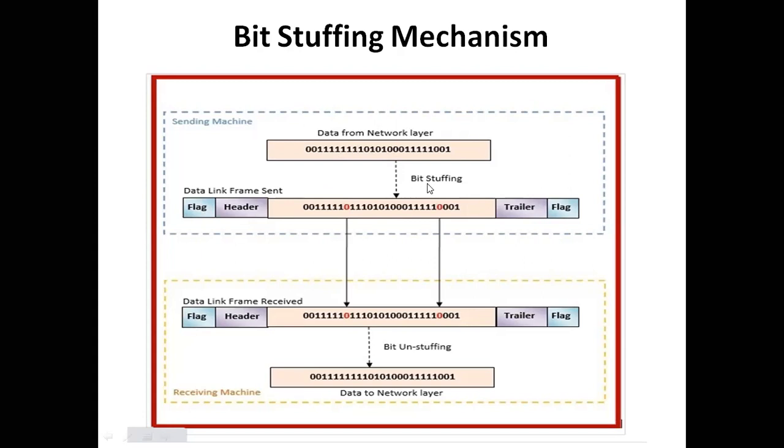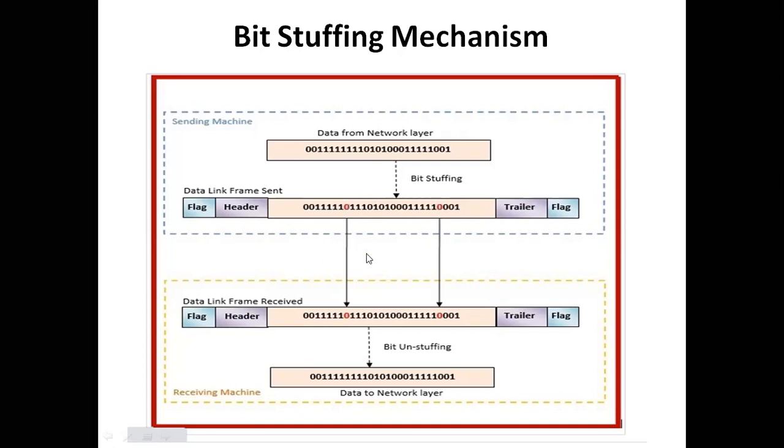How can we do this? If any consecutive five ones exist, then we stuff a 0 after them. So it is not treated as a flag, because a flag consists of consecutive six ones. We add one more 0 after consecutive five ones. This is called bit stuffing.